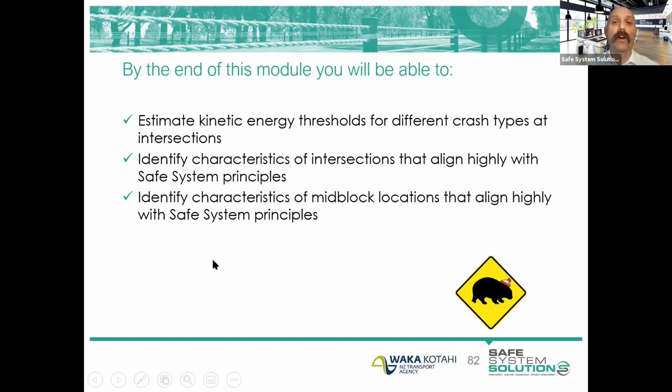We're going to focus in on kinetic energy thresholds for different crash types at intersections. We started talking about this a bit with those curves that you have seen many, many times, no doubt. But we'll delve into a little bit more detail about some of the different crash types, the involvement of different vehicles and the like, and how we might think about what sort of severity outcomes we'll be getting. We will look at characteristics of intersections that align highly with safe system principles, and we will identify characteristics of mid-block locations that align highly with safe system principles, and by default some of the things that don't align highly with safe system principles.